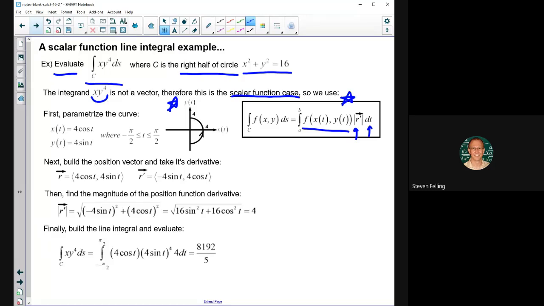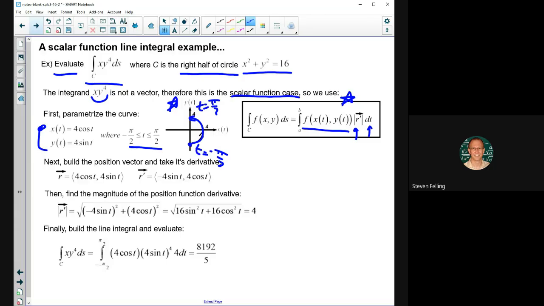Since this is a circle, I'm going to use the parameterization that x is the radius 4 times cosine t and y is 4 sine t, where t is understood to be the angle. And then to parameterize this entire curve with a smoothly increasing value, we're going to have t start out at negative pi over 2 and then go around until the angle is positive pi over 2. So that'll be the region we parameterize over.